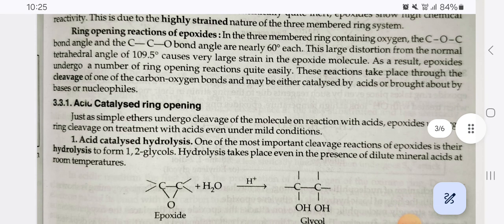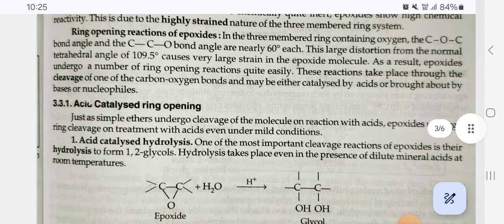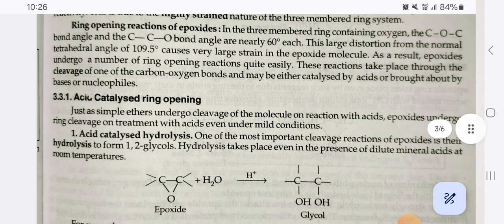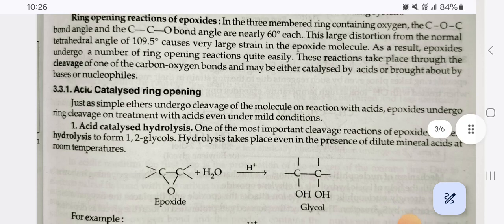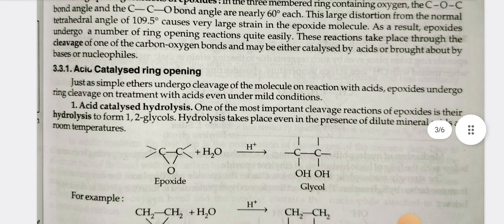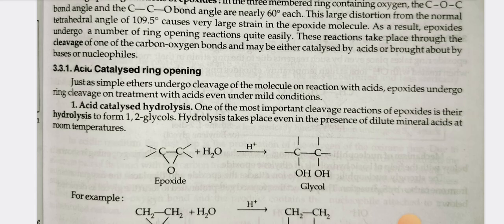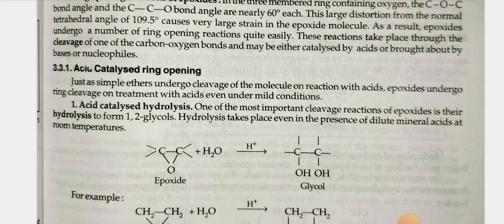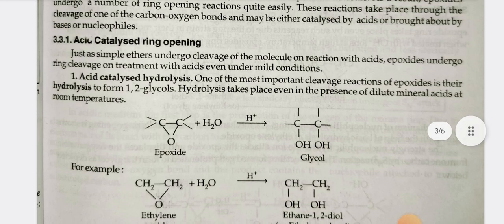In the three-membered ring containing oxygen, the C-O-C bond angle and the C-C-O bond angle are nearly 60 degrees each. This large distortion from the normal tetrahedral angle of 109.5 degrees causes very large strain in the epoxide molecule. As a result, epoxides undergo a number of ring opening reactions quite easily, and these reactions take place through the cleavage of one of the carbon-oxygen bonds and may be either catalyzed by acids or brought about by bases or nucleophiles.